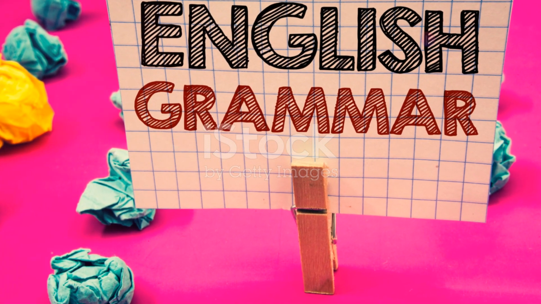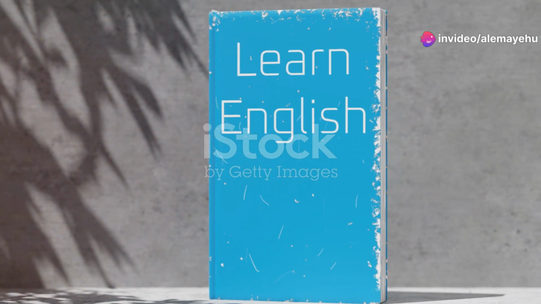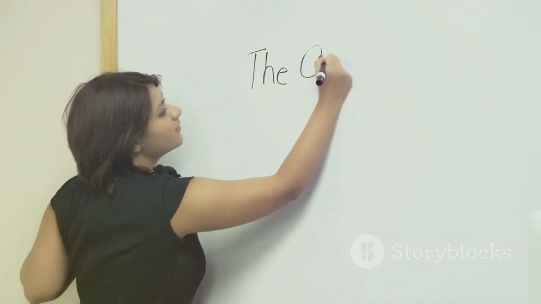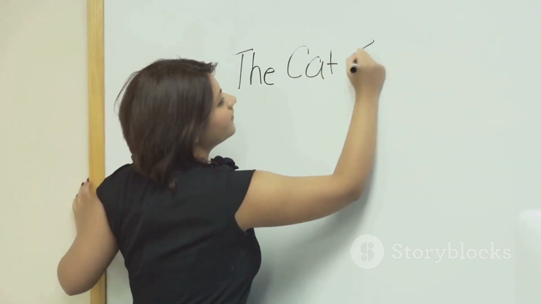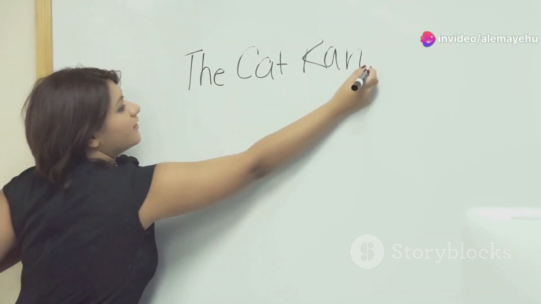First, let's talk about conjunctions. Imagine if we had to write or speak in short, choppy sentences all the time. It would be quite tiresome, wouldn't it? Well, that's where conjunctions come in. They are the linking words that join together words, phrases, or clauses to make our speech and writing more fluid.